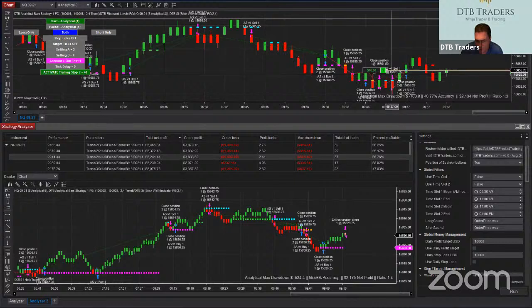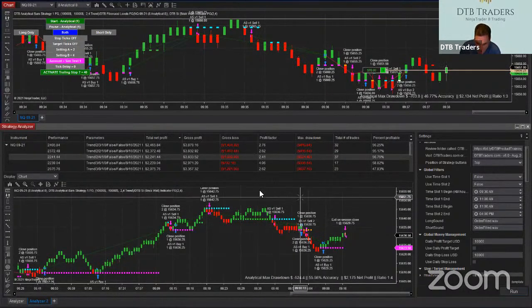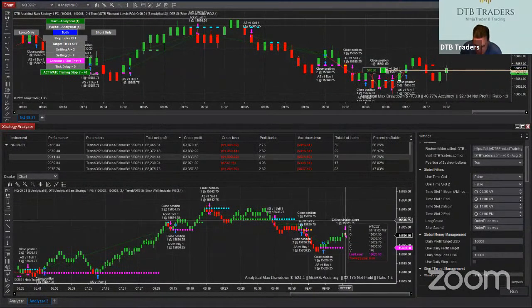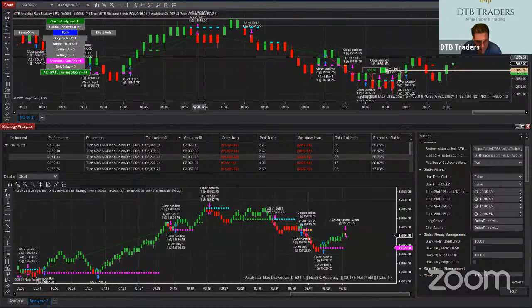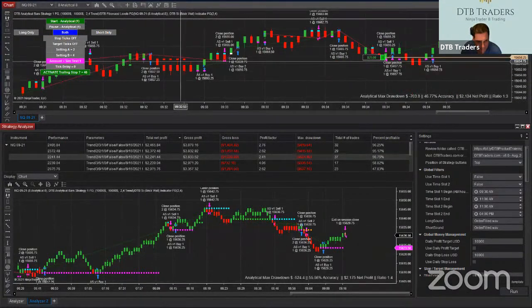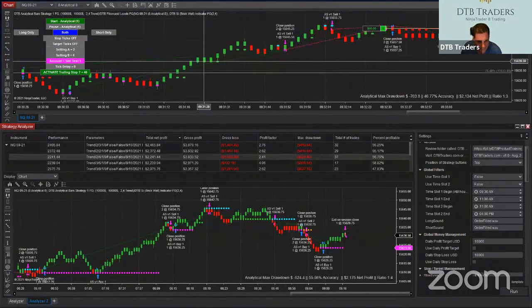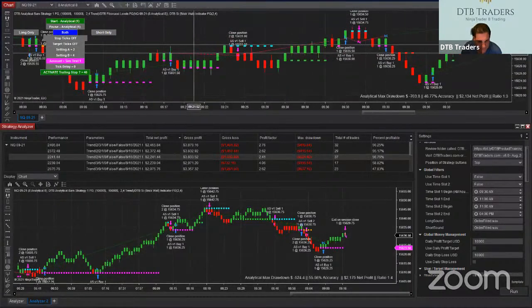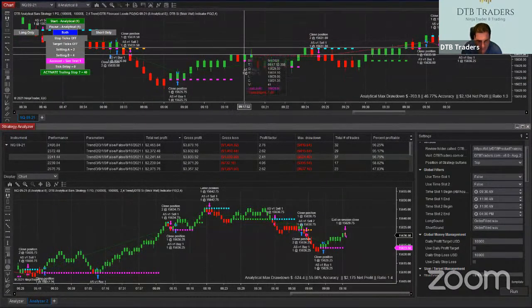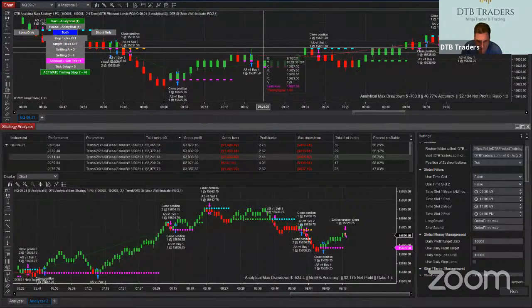You want to make sure that you run optimization. The last time I ran an optimization on this very chart was at 917. So that was all the way back over here. Where was 917? Over here. So that's the last time I ran optimization.